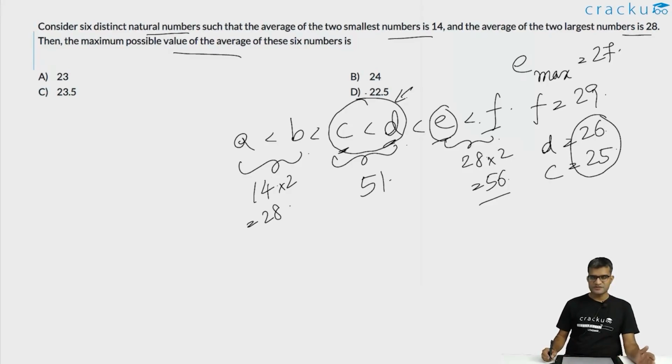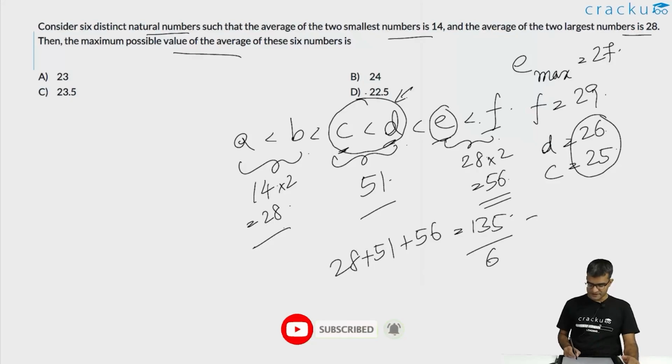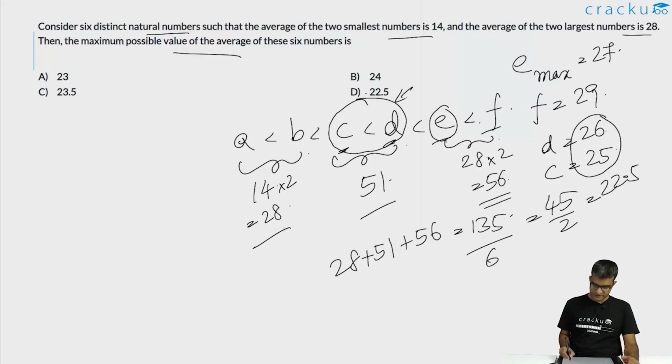Therefore, the maximum possible sum of the 6 numbers is 28 plus 51 plus 56, which is equal to 135, and their average is 135 divided by 6, which is equal to 45 divided by 2, which is equal to 22.5. So the value is option D. That will be the correct answer.